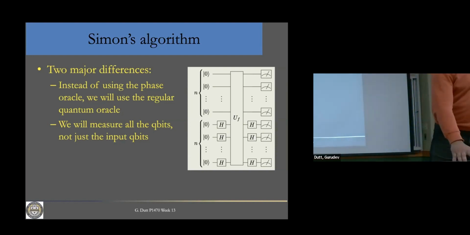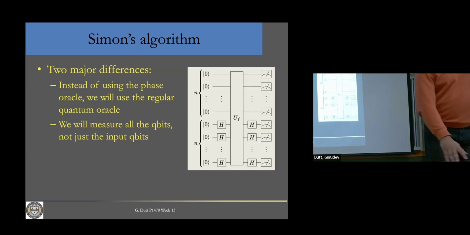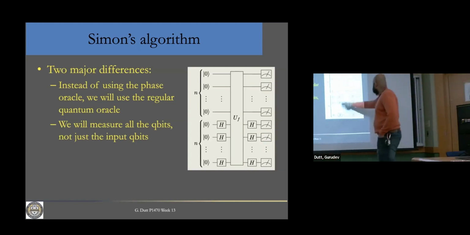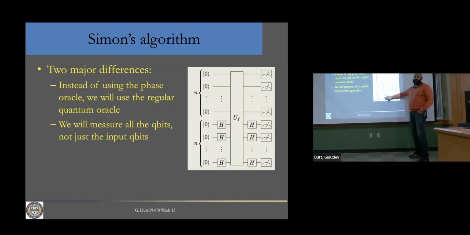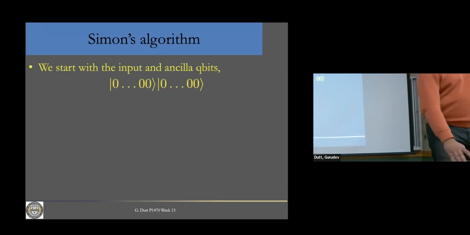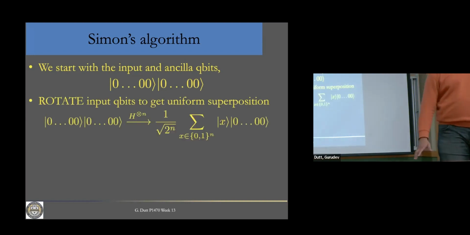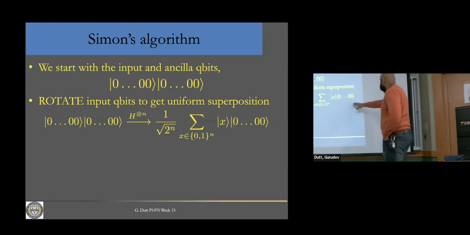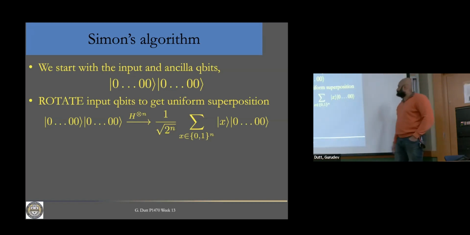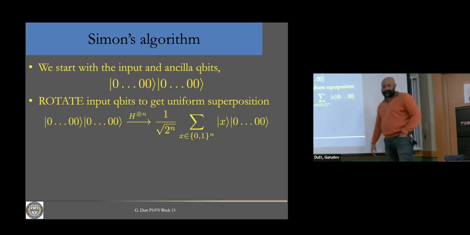And so now we can go into the algorithm. Once again, we have already done many of these steps. For example, all the input qubits, we've done a Hadamard. So the input qubits are clearly going to be in a uniform superposition when they start out. So we start with the input and ancilla qubits. We rotate the input qubits again to get the uniform superposition, while the ancilla qubits remain in the 0, 0, 0 state. So that's our usual step with the Hadamards.